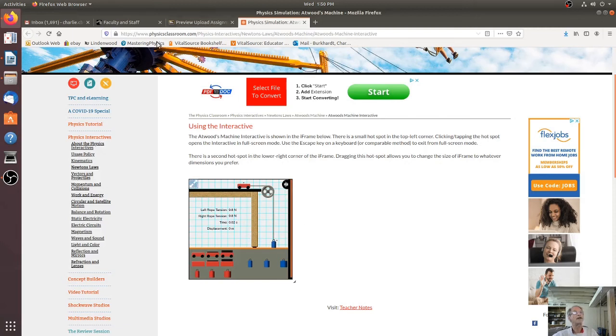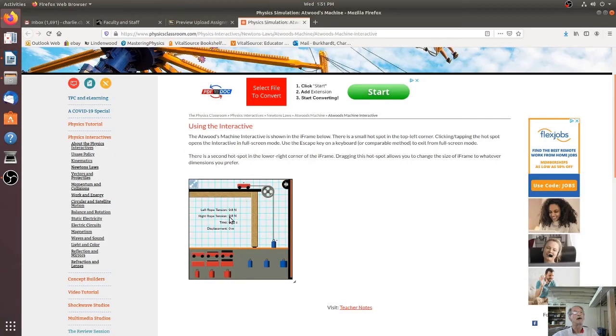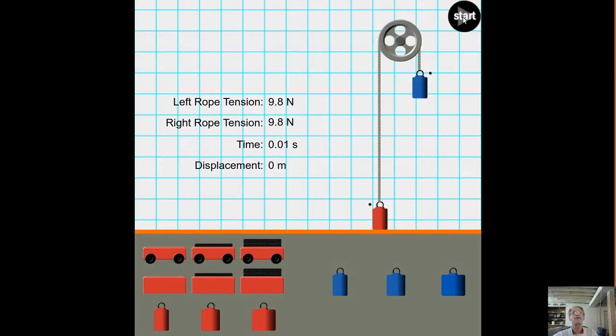Okay, what does it say to do next? Let me find my... click on the smallest red mass, and it will turn into this picture here. So let me go do that. Click on the smallest red mass. There it is. Oh, now it turned into Atwoods Machine. Let's start it up here. Oh, here. This makes it bigger. And here's start. Oh, I guess I got to do something else.